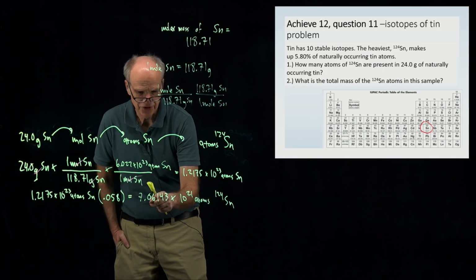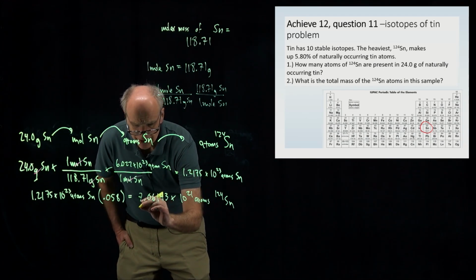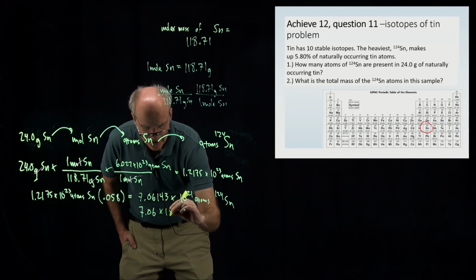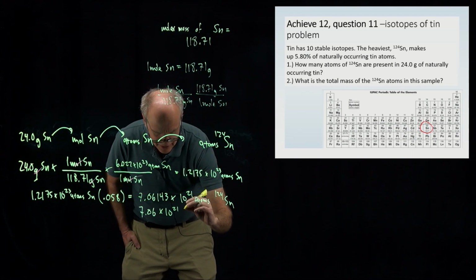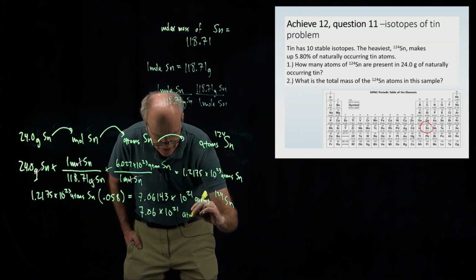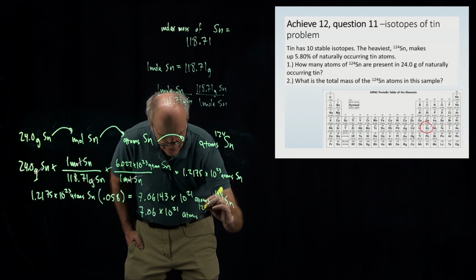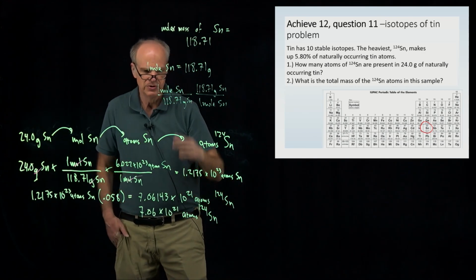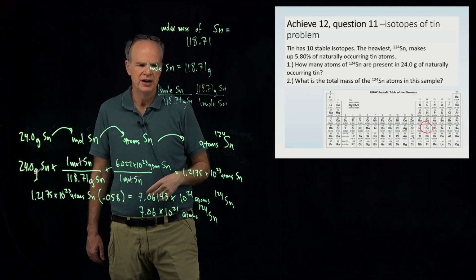But they want this answer to 3 significant figures, and so I got to round this to 3 significant figures. So the answer should be 7.06 times 10 to the 21 atoms of this tin isotope, which is 124 tin. Okay, so we just solved the first part. Let's go ahead and solve the second part.